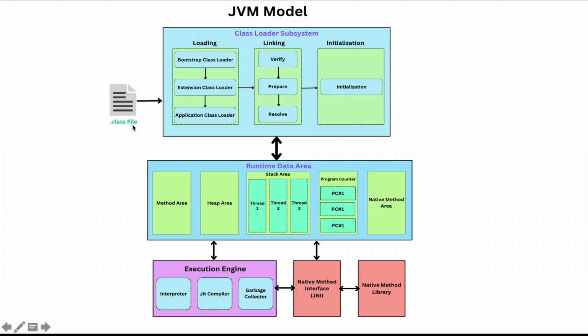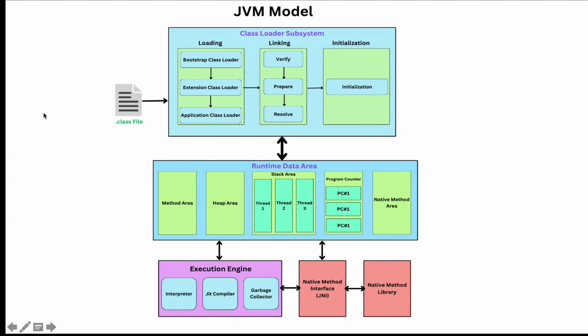This is our class file. It is generated by the Java compiler from our Java file. This class file is loaded into the JVM model. Okay. First we have the class loader subsystem. Inside the class loader subsystem we have the loading phase. Inside the loading phase we have three types of class loader: bootstrap class loader, extension class loader, and application class loader. Then we have the linking phase. The linking phase performs three operations: verify, prepare and resolve. And then we have the initialization phase. The initialization phase is used to initialize static members and static variables of a class.